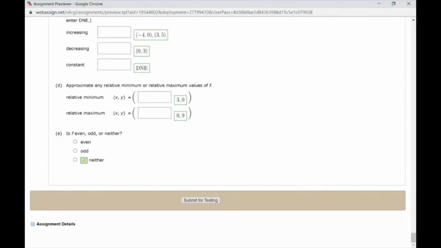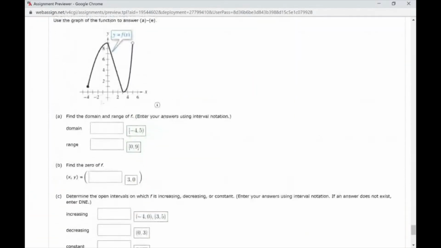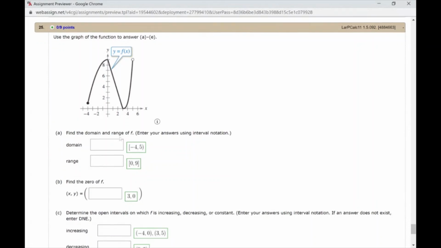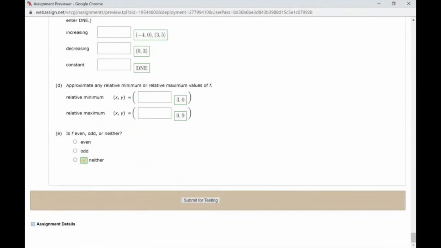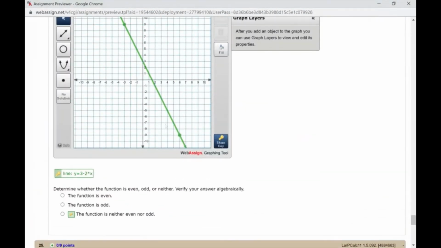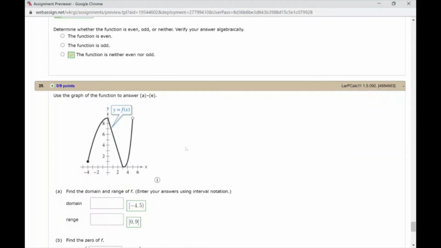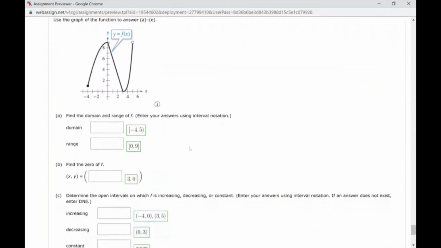Relative minimum. Minimum is your lowest point. We already went over this. What's the lowest point? 3, 0. What's your highest point? They call it relative maximum. What is your maximum point? 0, 9. 0, 9 is your highest point. So again, for minimum, put the lowest point. For maximum, put the highest point.